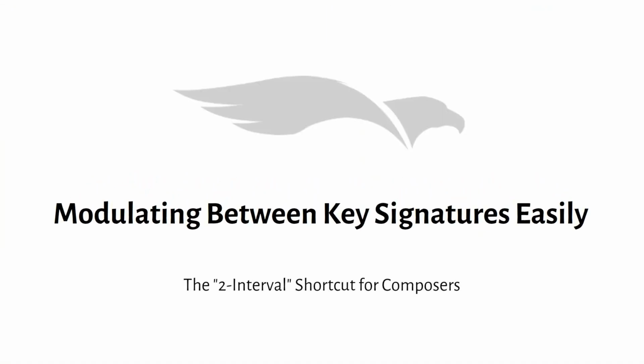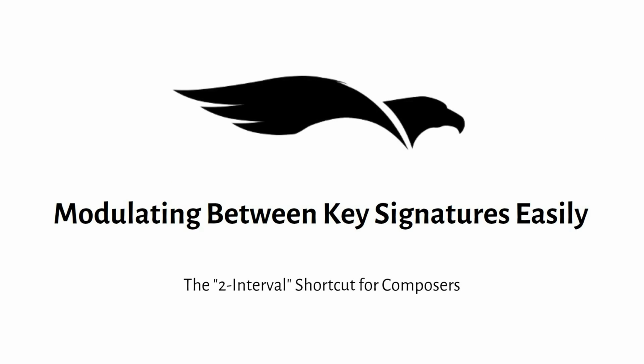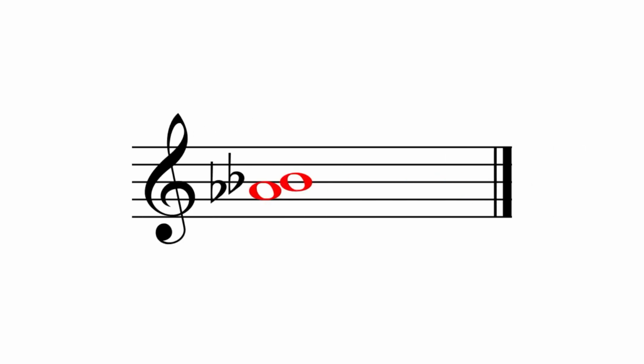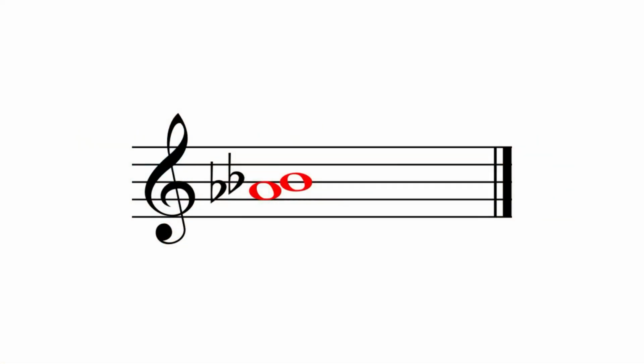Do you sometimes find it hard to switch easily between key signatures and tonal centers in your compositions? You are not alone. Today, I would like to share a helpful shortcut that allows you to quickly and smoothly modulate to any tonal center using a simple 2-interval, also known as the major second in the diatonic system. The best part? You won't need to memorize complicated things. I will walk you through some easy concepts that you can use in your own music right away.